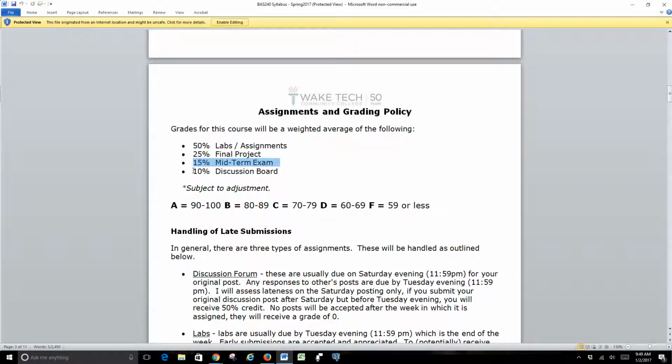And then last but not least is the discussion board. So every week I'd like you guys to be conversing with each other. And really the way I see the discussion board is a replacement for our classroom time, right? We don't really meet together face to face. So the discussion board is a way for us to actually have a conversation.